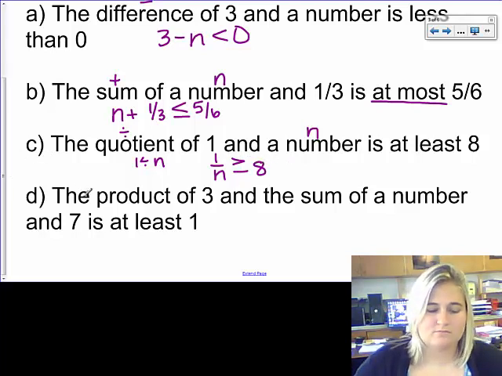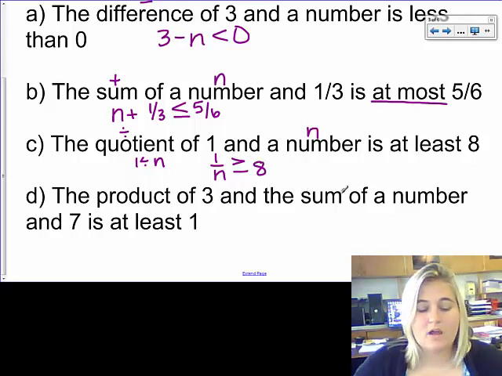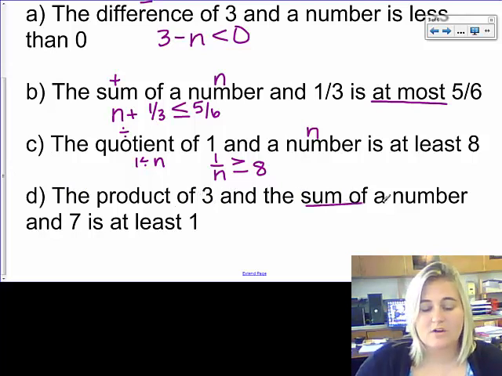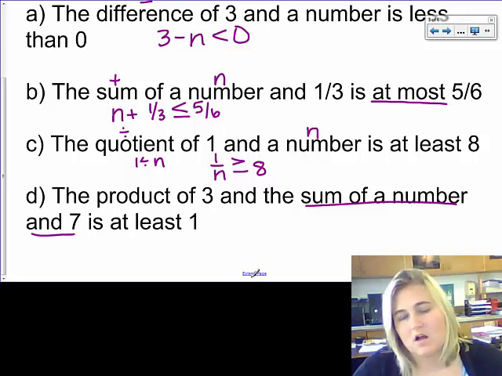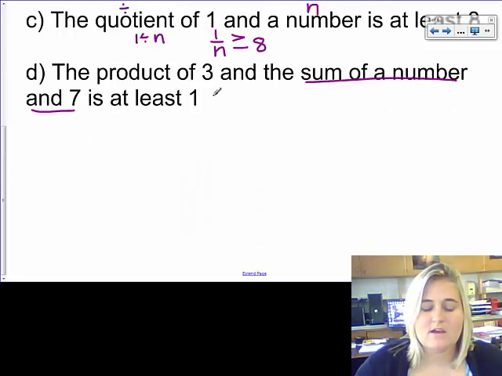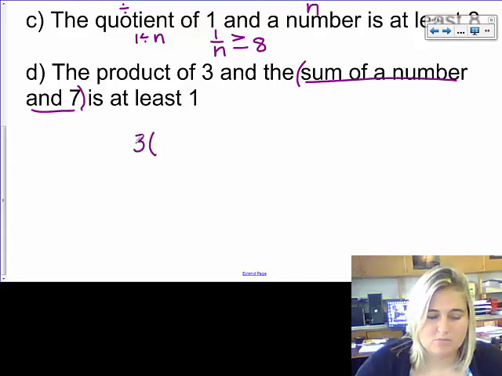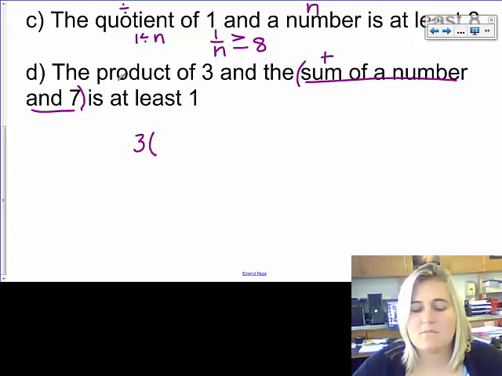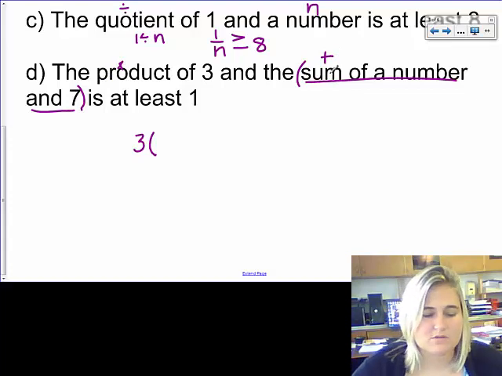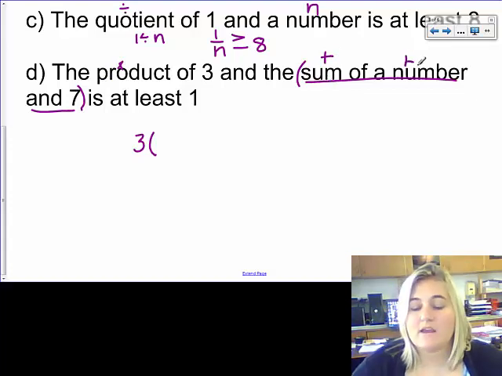On D, the product of 3 and the sum of a number and 7. Okay, there's 2 things going on. I'm multiplying 3 times all of this, and the way that I'm going to show that is by using my parentheses. So it's going to be 3, this is the product because I'm multiplying. That number touching parentheses means I'm multiplying them. Sum means I'm adding a number and 7.